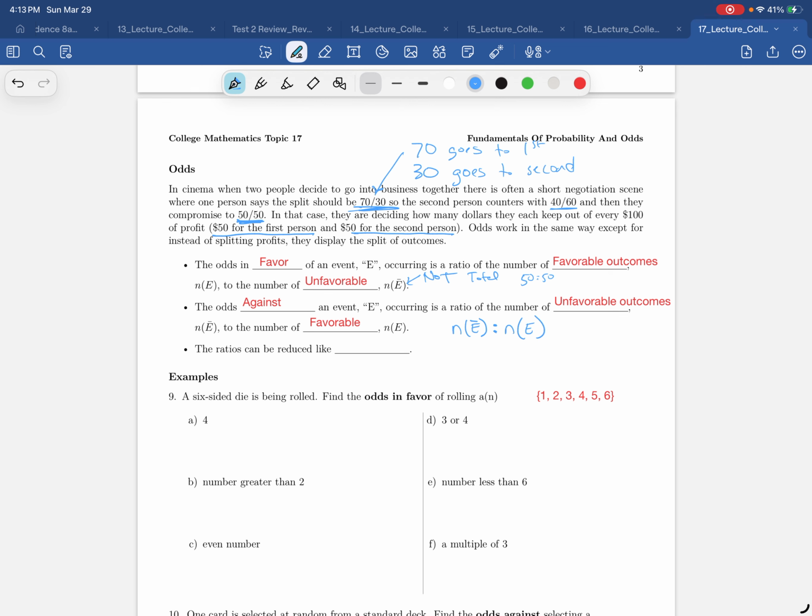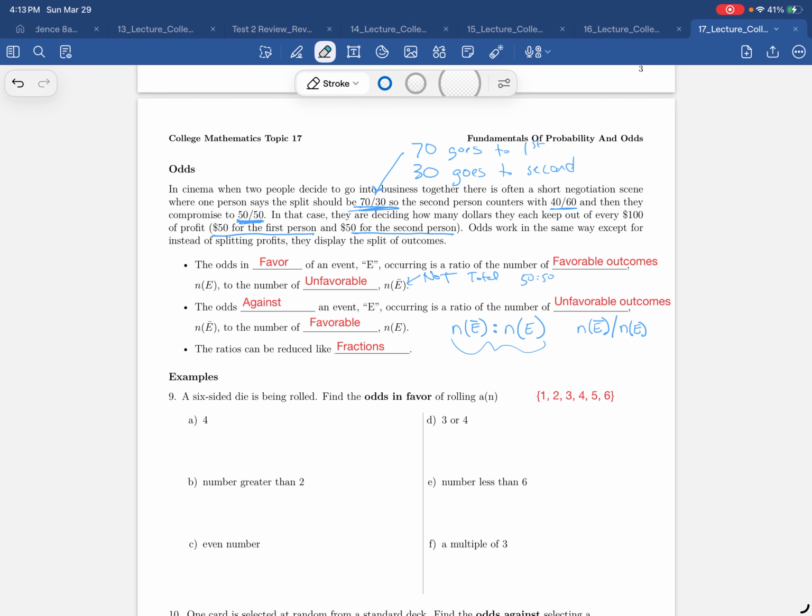Okay. Some people write it like that. Some people write it like this. My personal preference is the first one. That way we don't confuse the odds with fractions. The ratios can be reduced like fractions, though.